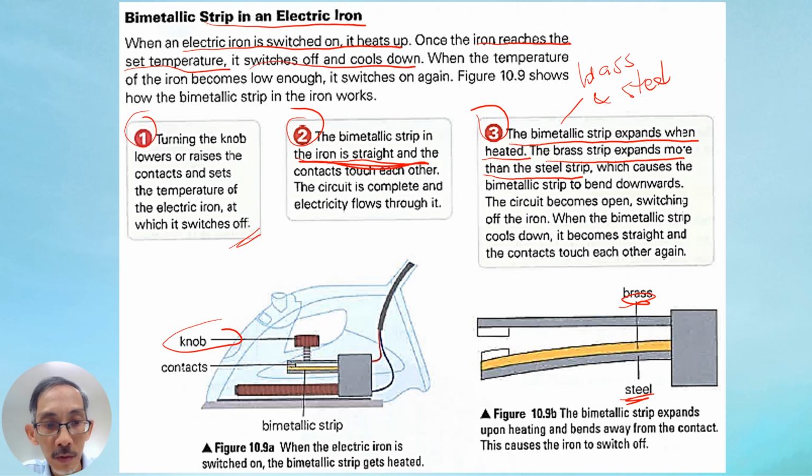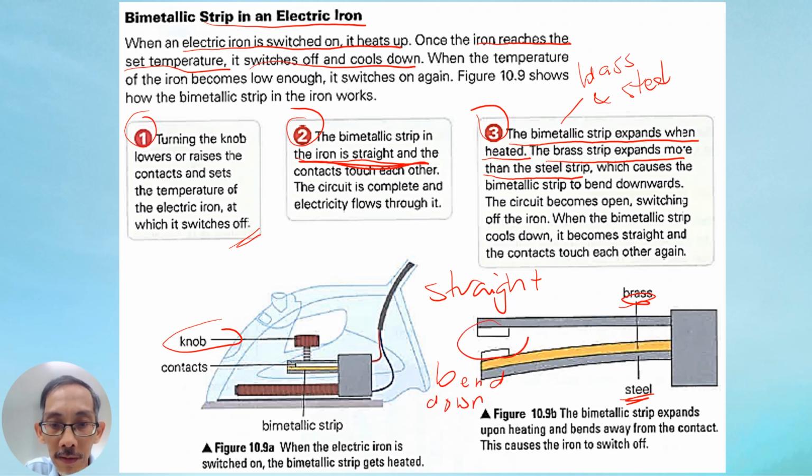Okay, so heating is taking place, the iron is getting hotter. So as the bimetallic strip expands, the brass expands more, the steel expands less. So what do you notice? What happened to the bimetallic strip now? When it first started, it was straight, right? So when it's expanded, what happened to the strip? It will bend down, right? It will bend downwards. And what do you notice?